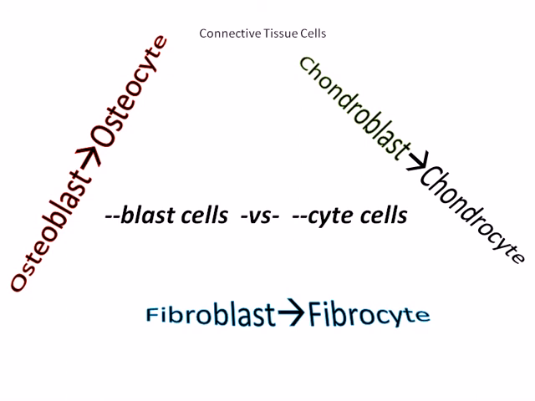However, if the matrix is damaged, some cyte cells can quickly revert to blast cells and begin to produce ground substance and fibers again to participate in the repair of the tissue.